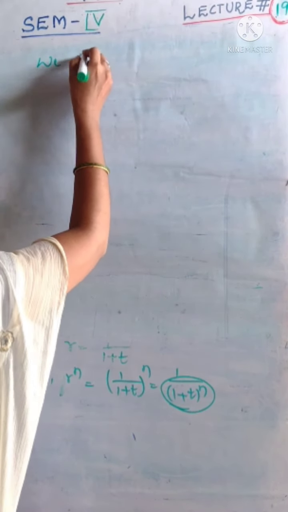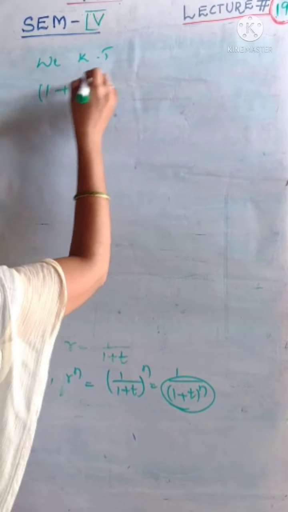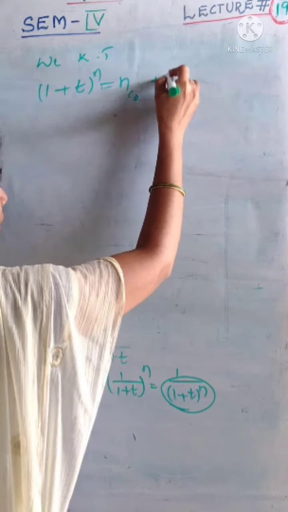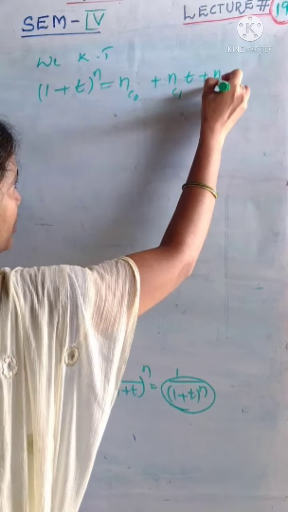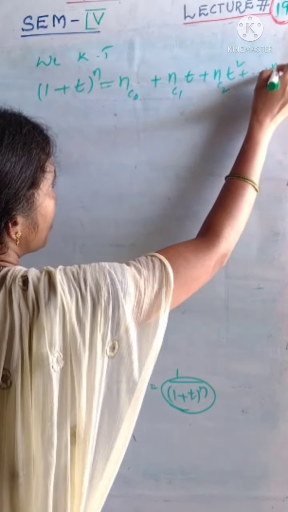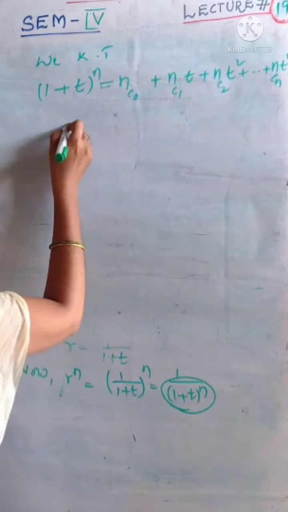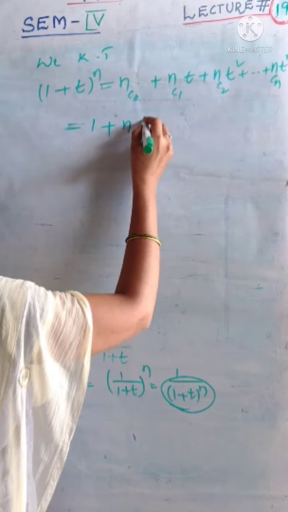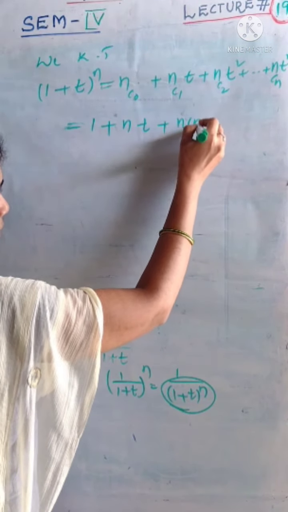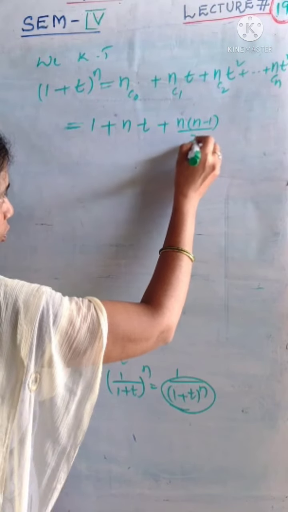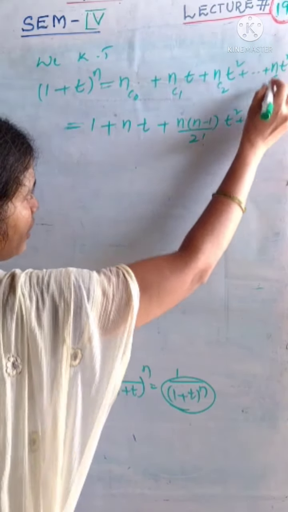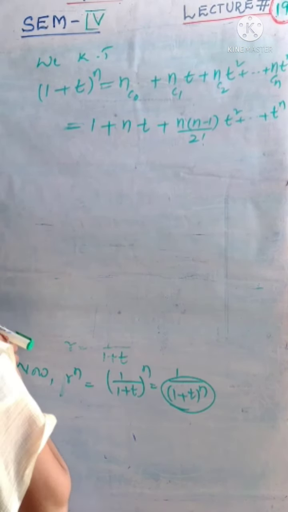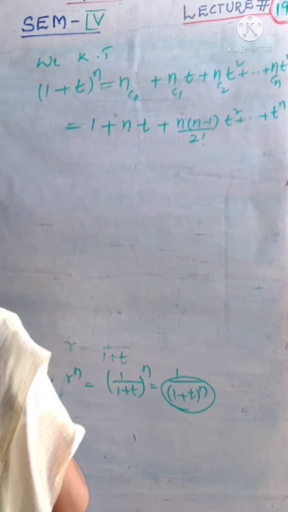We know that actually 1 plus t whole power n is equal to nC0 into t power 0 plus nC1 into t plus nC2 into t square plus and so on nCn into t power n. This can be written as nC0 value is 1 plus nC1 means n into t plus nC2 means n into n minus 1 by 2 factorial into t square plus and so on nCn means 1 into t power n. This is the value, denominator value, by using the binomial expansion.